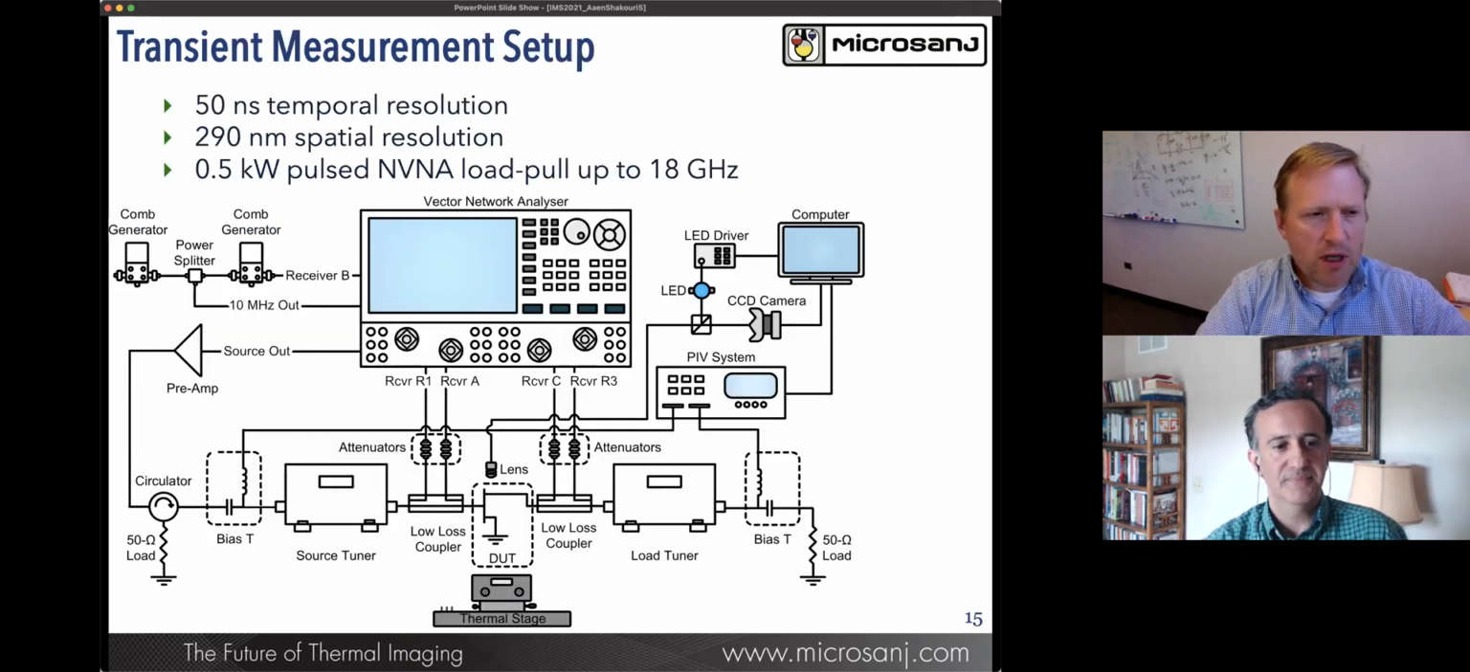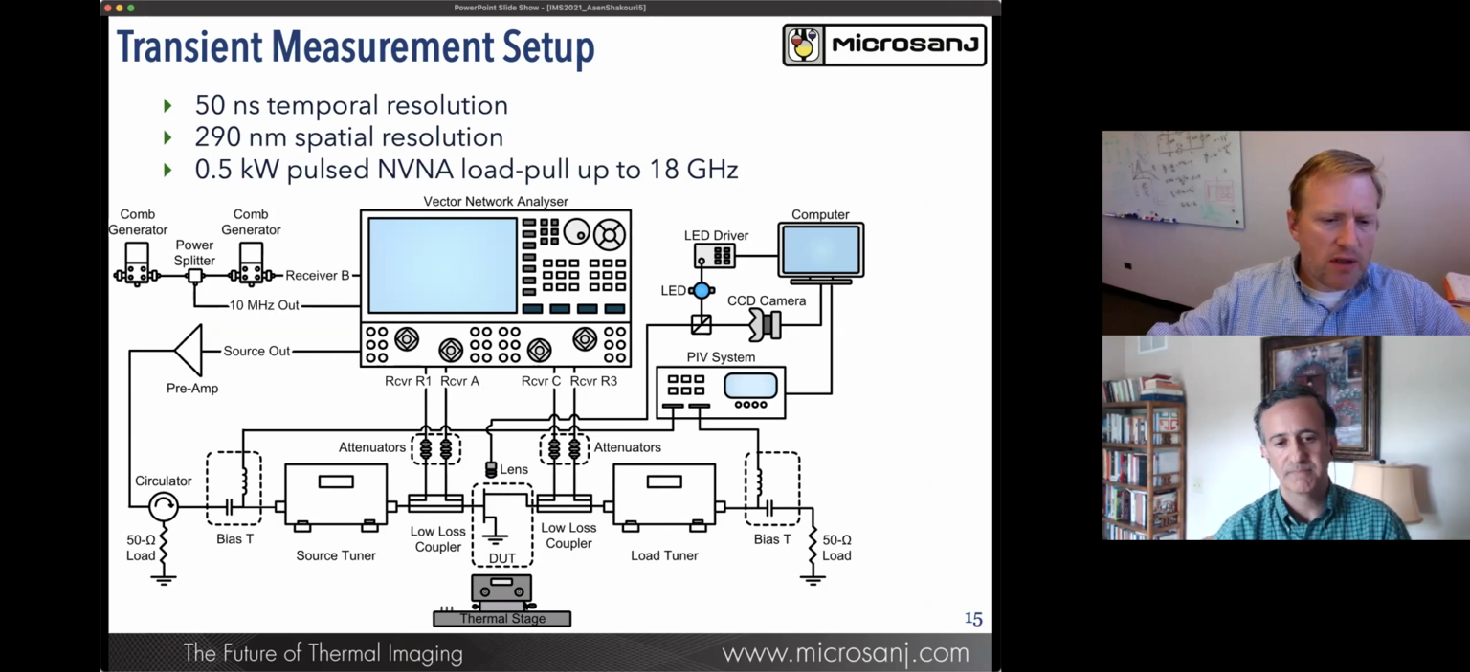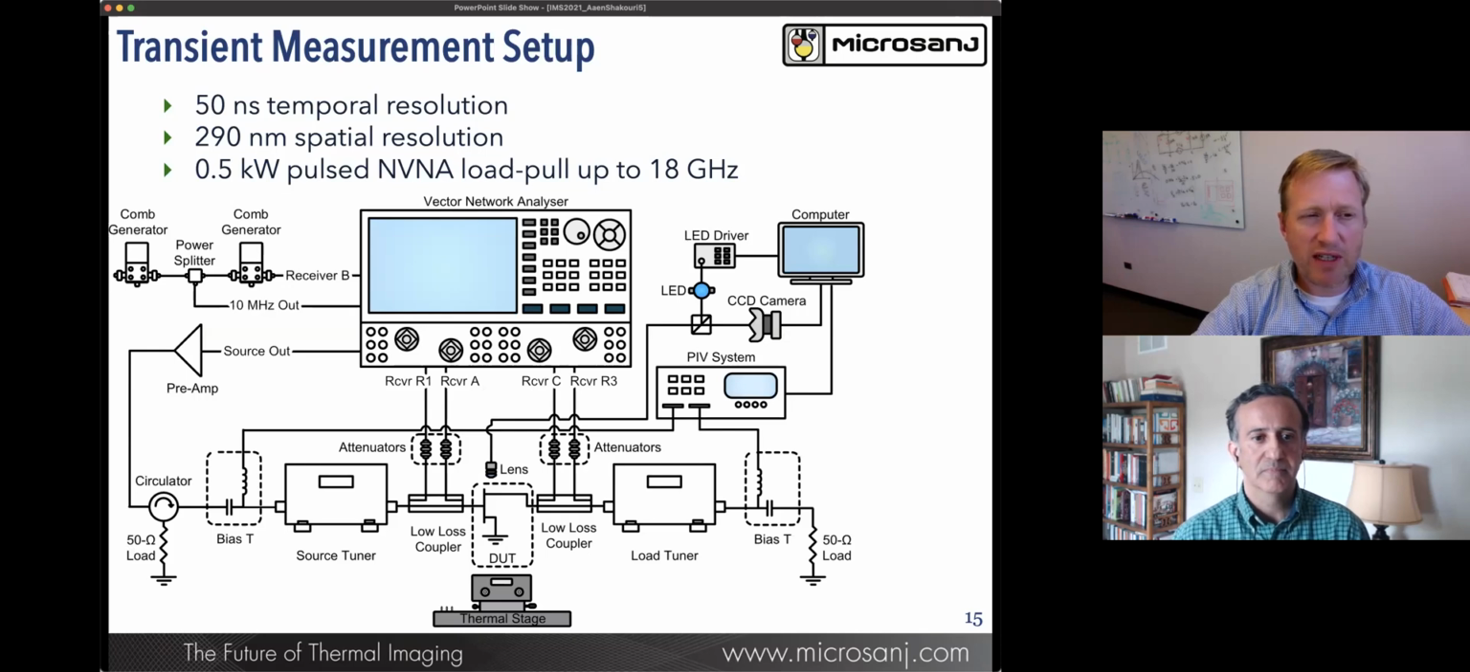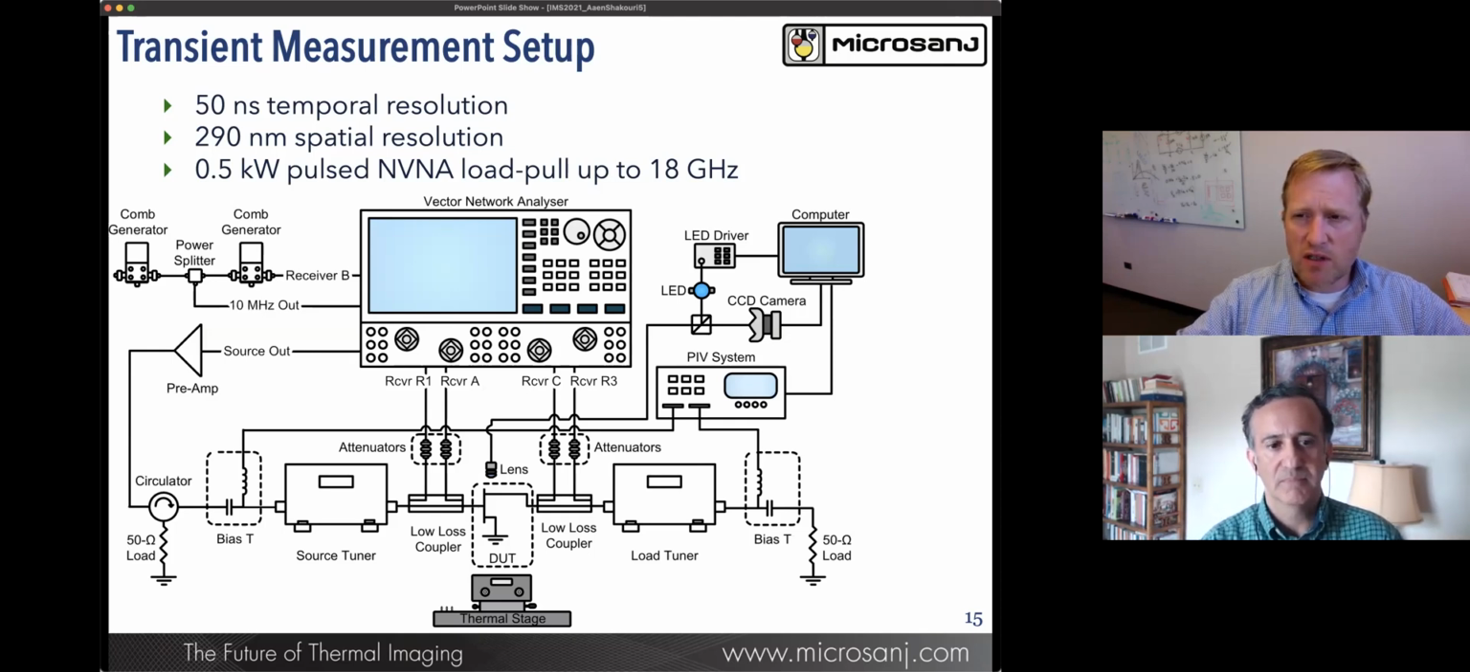And that's what you're looking at here. This is a schematic of the overall system. You'll see at the bottom, this is the thermal stage here with the lens from the Microsanj system. And here, the system has a 50 nanosecond temporal resolution. So this is incredibly fast imaging. We can actually see the transient heat evolve as we do the measurement.